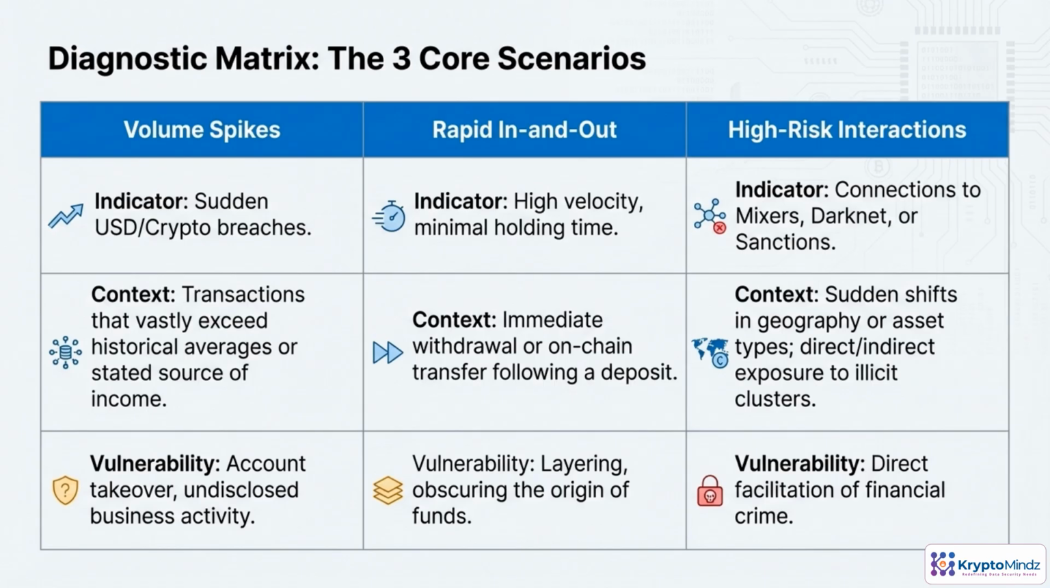At NovaX, almost every monitoring alert falls into one of three patterns. First, volume spikes. Money suddenly moves in amounts far above a customer's normal behavior, suggesting account takeover or hidden business activity. Second, rapid in and out flows. Funds arrive, then leave almost instantly, a classic layering pattern. Third, high-risk interactions. Activity touching mixers, darknet services, or sanctioned entities, which may indicate direct criminal exposure.